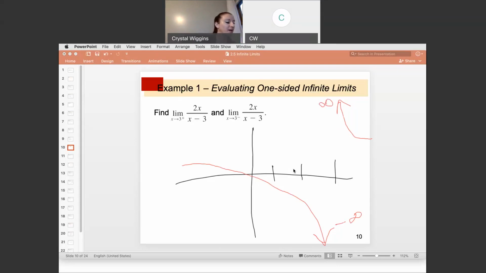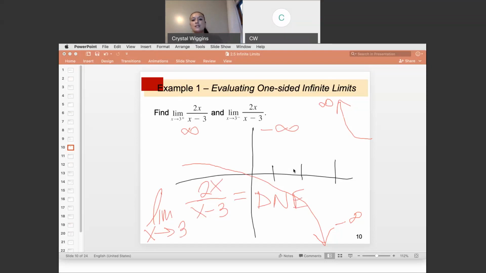So since from the right, we're approaching a really big number, and from the left, we're approaching a really small number, then if we were asked to find the limit as x approaches 3 without a direction indicated of this function, we would have to say that the limit does not exist. And the reason is because they are not approaching the same values from the left and the right, which is the classic definition of limits not existing. The left and the right have to be the same.